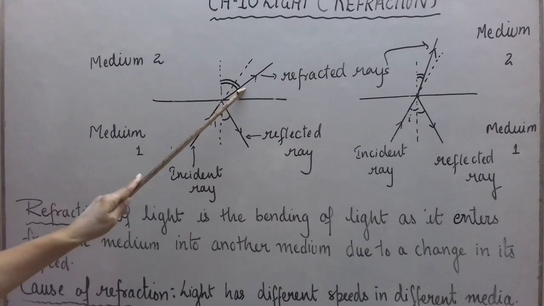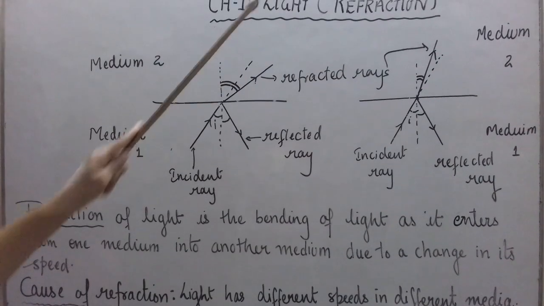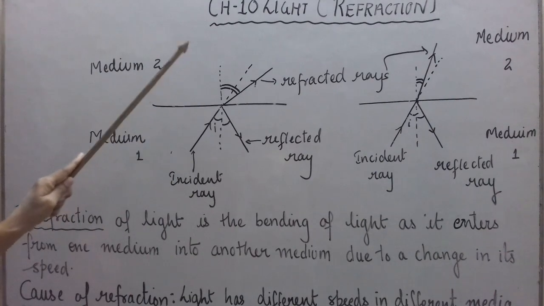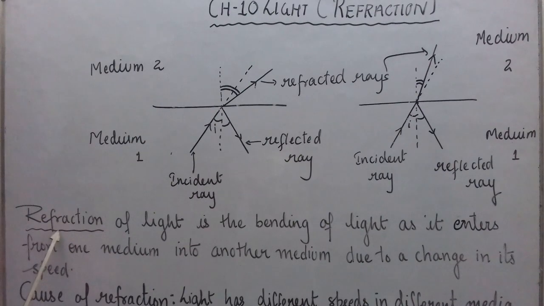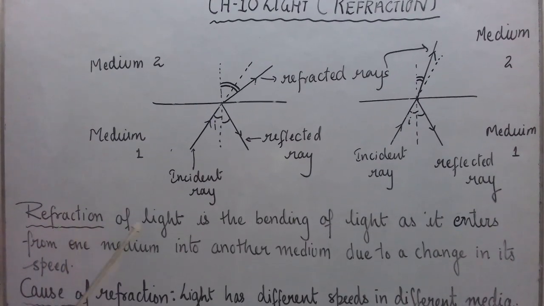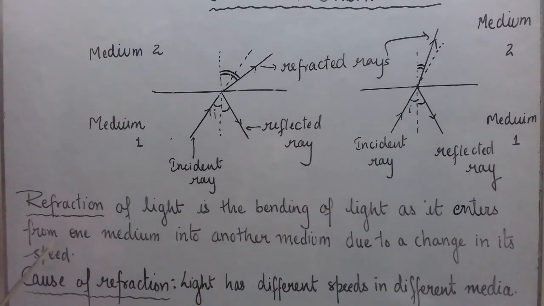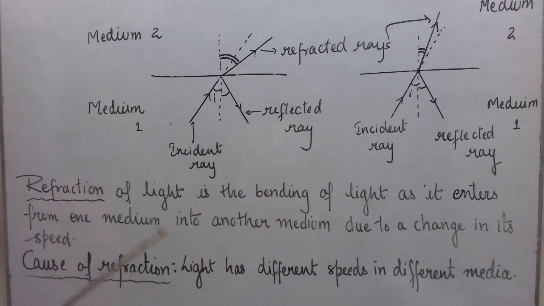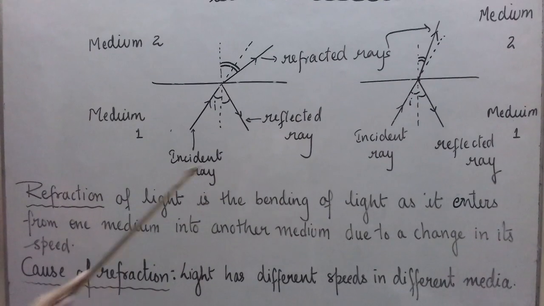This bending of light is called refraction of light. It means when light enters into the second medium and moves, it bends and moves. This bending of light is called refraction, and we can have a look at the definition of refraction. Refraction of light is the bending of light as it enters from one medium into another medium. Even if you write this much, it is fine. It is the definition of refraction, but I have here tried to write a better definition. I have written the cause also for refraction.